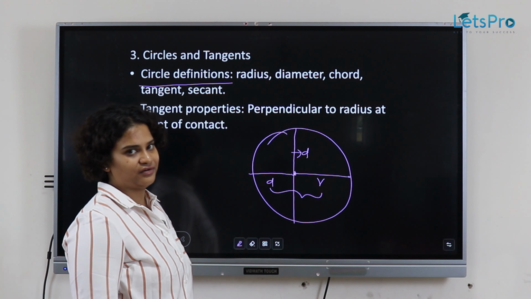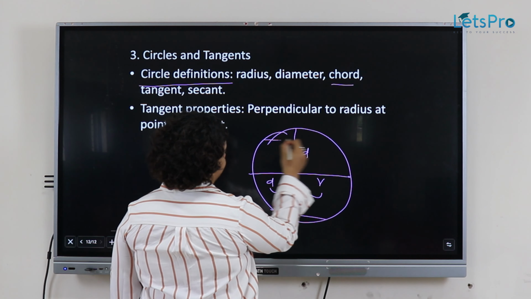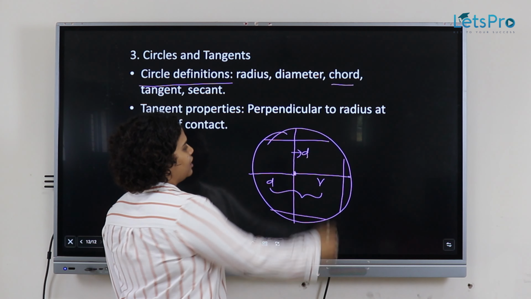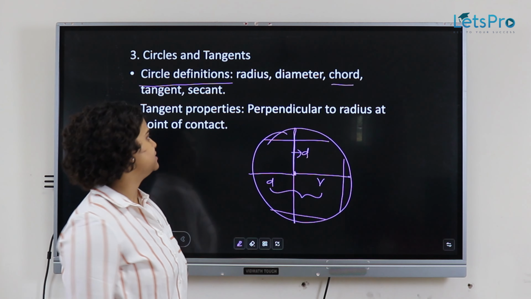So radius is half of diameter. Then there is a chord. There can be chords here, here, here, anywhere. So a circle can have multiple chords. The diameter is a kind of chord which is the longest in this particular circle, right?